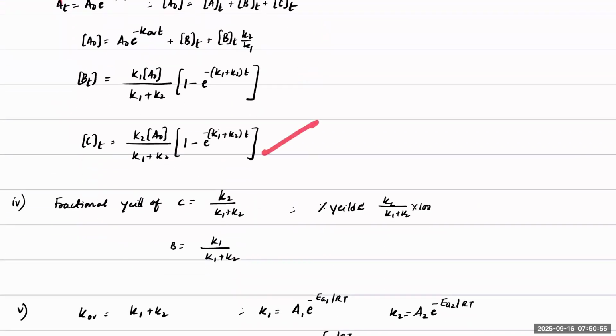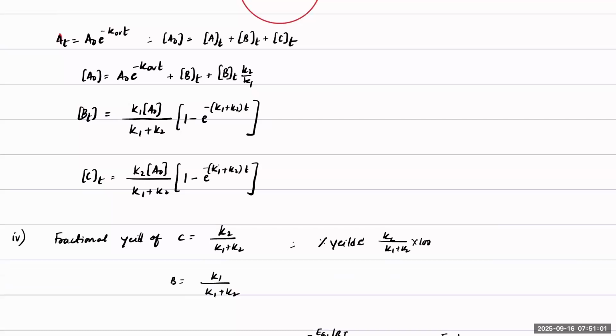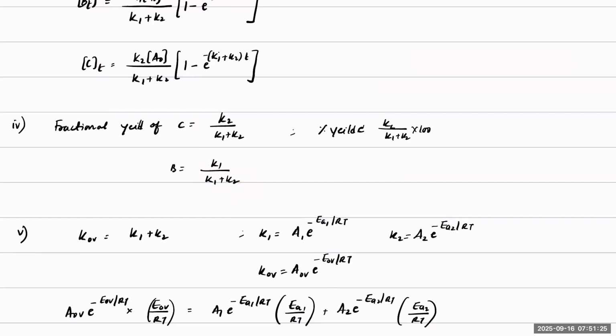And once you get B and C here, now notice what is the fractional yield of C. Fractional yield is how much amount of C has been formed with respect to B plus C. This is the fractional amount of yield. Now this factor is common in B and C, so because it is a ratio, you can delete that. So the only factor that is left is K1 here and K2 here. Therefore it is K2 by K1 plus K2, and percentage yield is K2 by K1 plus K2 into 100. For B it will be K1 by K1 plus K2. Done?